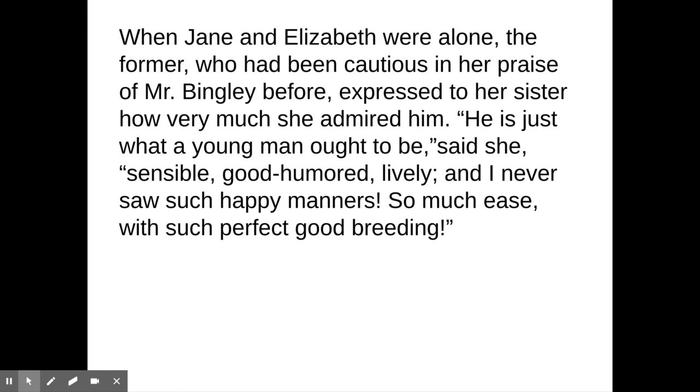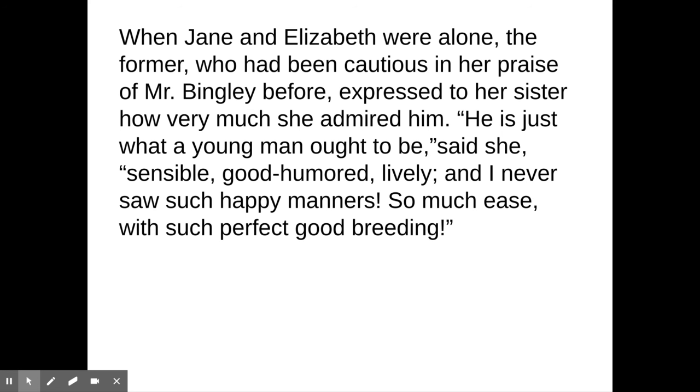When Jane and Elizabeth were alone, the former, who had been cautious in her praise of Mr. Bingley before, expressed to her sister how very much she admired him. He's just what a young man ought to be, she said. Sensible, good-humored, lively, and I never saw such happy manners, so much ease with such good breeding.